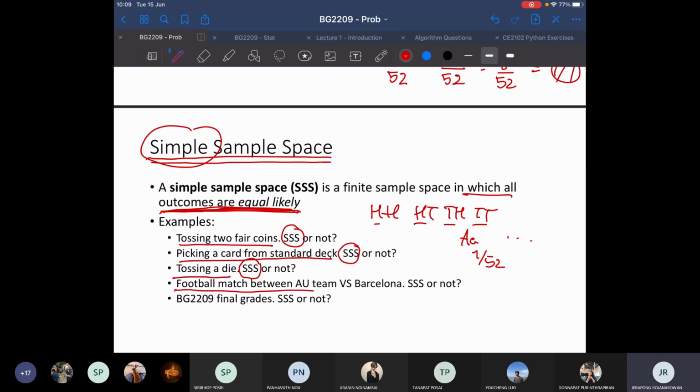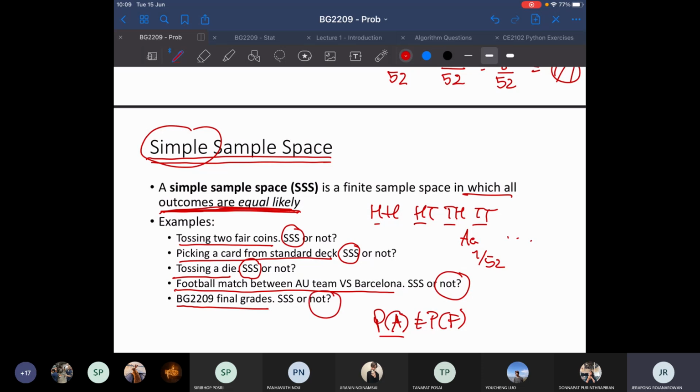A soccer match between AU team and Barcelona, you know that the probability of winning, drawing, and losing are not the same, right? We are most likely to lose against Barcelona, no doubt about it. So this one is not a simple sample space. The probabilities are not the same. What about your final grade of this course, BG 2209? Is it a simple sample space or not? No, because the probability of getting A is not going to be the probability of getting F or getting C. It's more difficult, right? So this one is not.